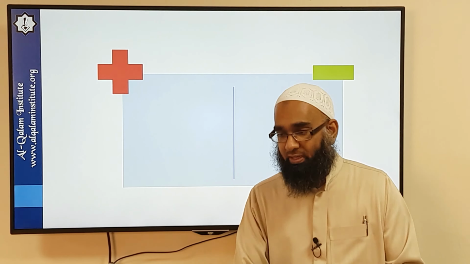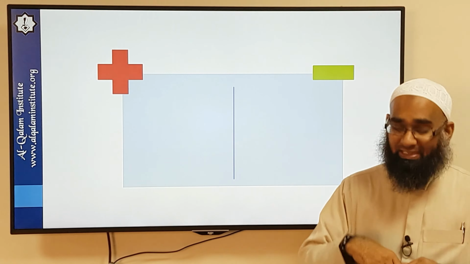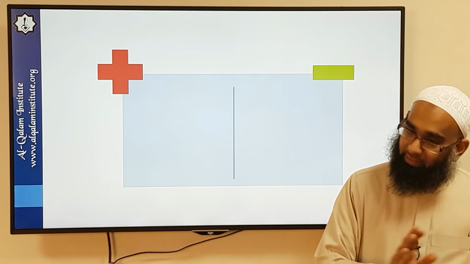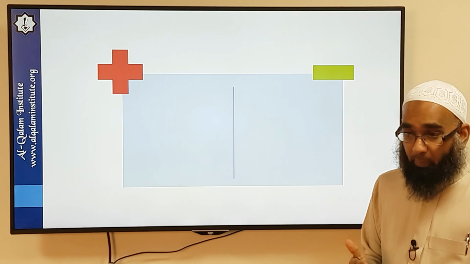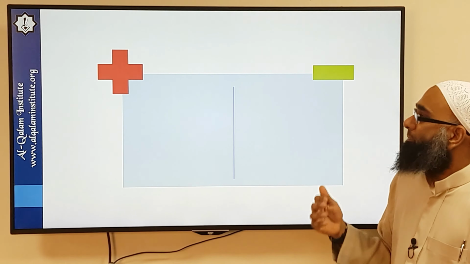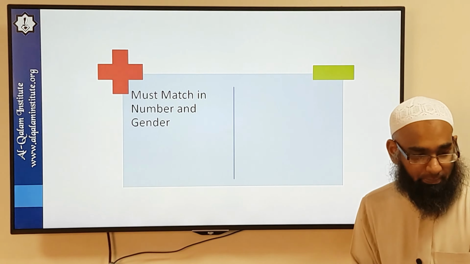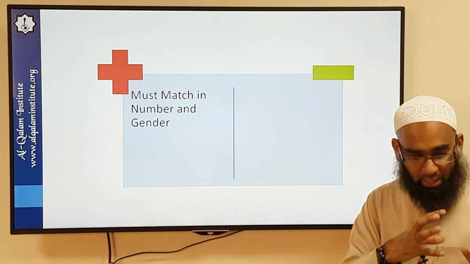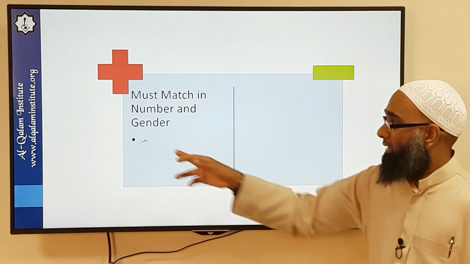Done. So in terms of definite, mubtada has to be ma'rifah. Musharraf has to have alif lam. Mudaf has none of the two of them. And everything else is open. In terms of i'rab, we did a few rules about i'rab. In terms of number and gender, what has to match in number and gender to the word before? Not mubtada. Khabar. The khabar has to match in number and gender.